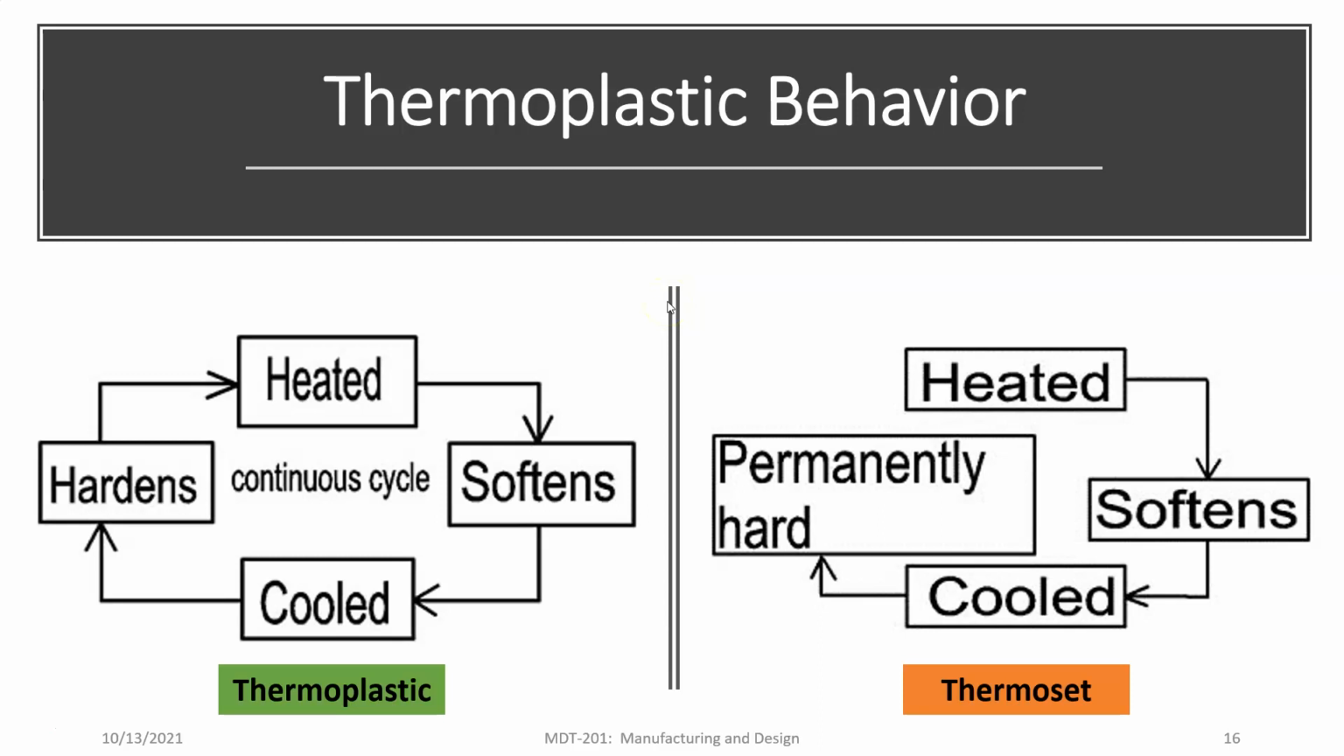And now, as I said, the behavior of the thermoplastics works like this. When they're hardened, they're solid, we heat it, they soften, they cool, and we can continue this cycle. All right. So we can form it, bend it, do all kinds of things. With the thermoset, it's going to be permanently hard, right? So if we heat it, it's going to be softened, it cools, and then that's it. There's no more reheating that we can do to that.